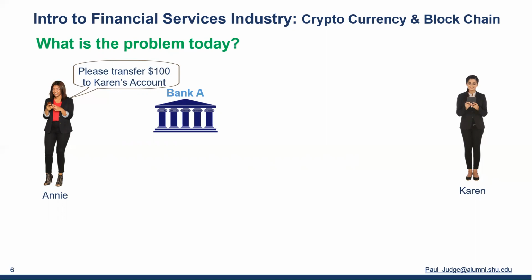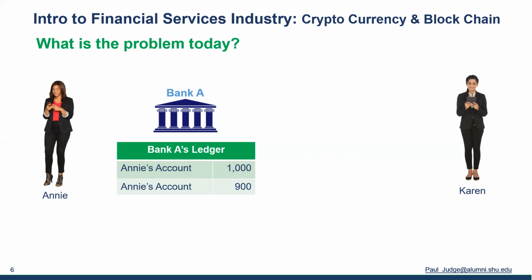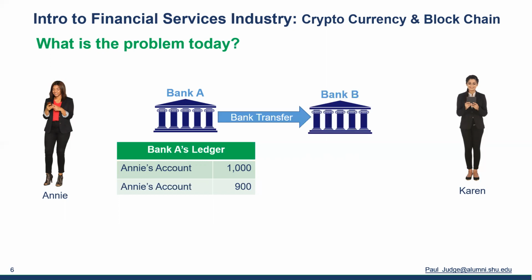Now, other tools we have today like PayPal and Venmo simplify this greatly, but the overall model stays the same. There has to be delivery instructions. Annie has to instruct her bank to move the money. The bank says yes, they validate the transaction is good, and they go into their ledger and say, okay, Annie has $1,000 in her account. They deduct $100, update her ledger to say now she only has $900, and they do an electronic transfer to Karen's bank, Bank B.